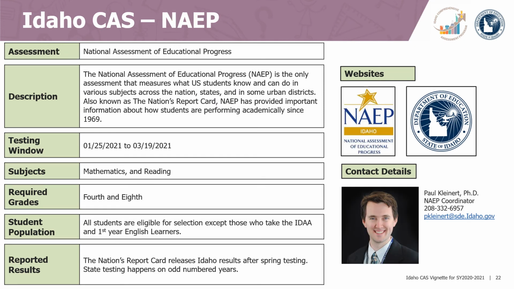NAEP, or the National Assessment of Educational Progress, is the next assessment in our comprehensive system. NAEP is an important assessment that measures what students in the U.S. know and can do in various subjects. This assessment provides data that can be used to compare student achievement across the nation, states, and in some urban districts. All students in grades 4 and 8 are eligible to be selected to participate in NAEP, save students that qualify for the IDAAs and first-year English learners.